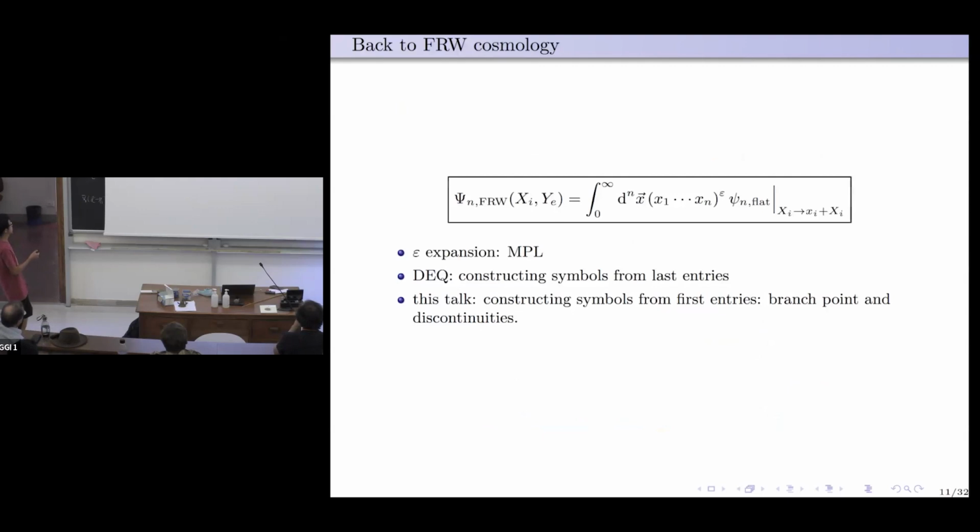So why did I introduce these multiple polylogs and these symbol techniques? That's because let's go back to this general integral in this FRW cosmology. When we perform expansion in epsilon, it becomes a bunch of logs, and since these differential forms are the correlators in flat spacetime, some rational differential forms, this integral is exactly in epsilon expansion some multiple polylogs. By the way, the differential equation technique that I mentioned before is just constructing the symbols of the integrals from the last entries. But in this talk, I'm going to do it reversely. So I'm going to construct the symbols of these integrals from the first entry, to find their branch points and to compute the discontinuities around each branch point.